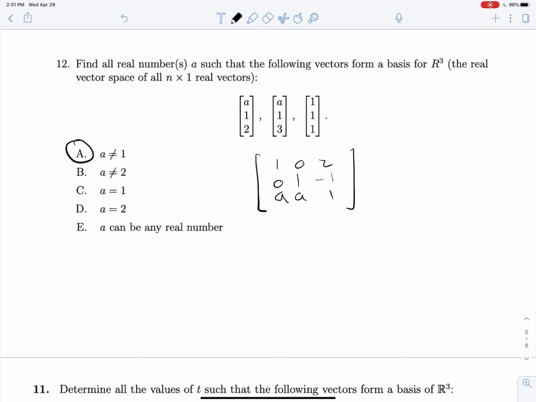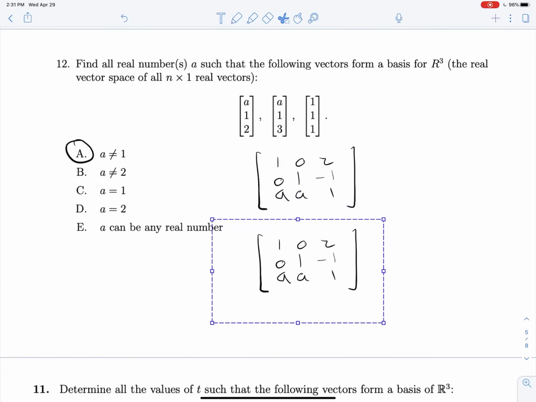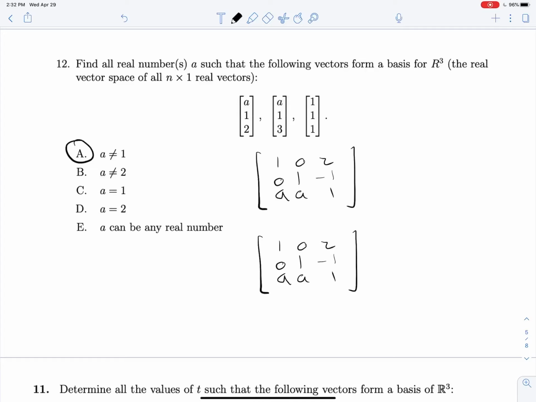Okay, so what are the cases where we don't have a pivot? Well, we can just check these answer choices here. So we already know that if A is equal to 1, we have issues. And that is our answer. We're just trying to get a little more intuition about how we could have solved this fully. So if A is equal to 1, then where do our issues come up here? Well, let's subtract row 2 from row 3. We get 0, 2. And then there we go.